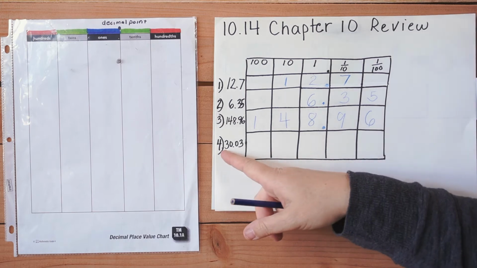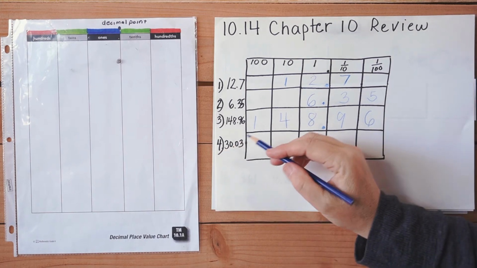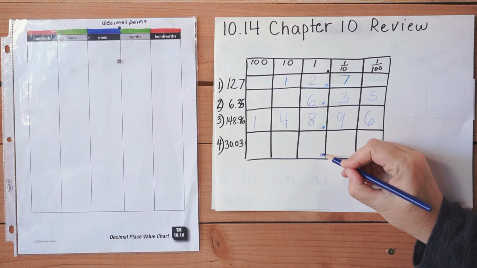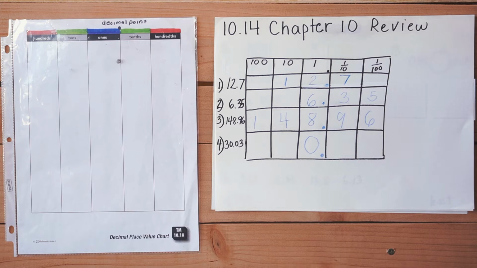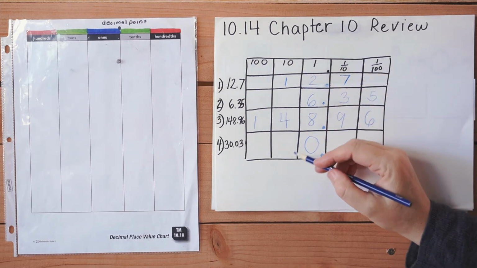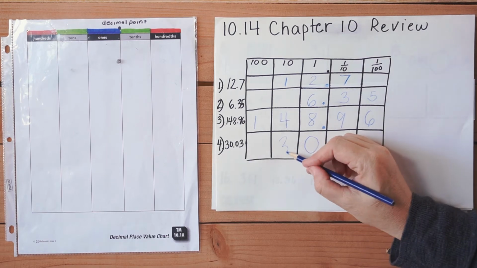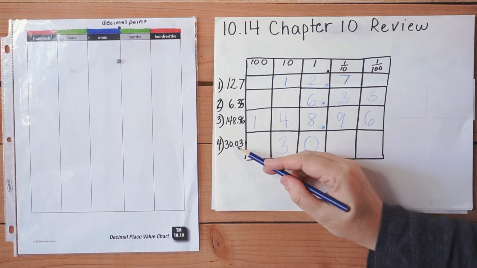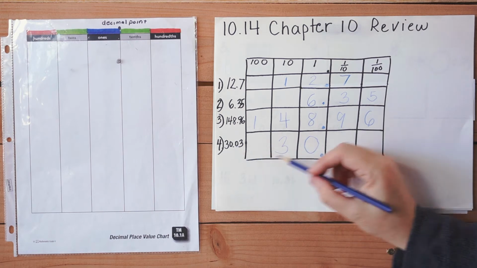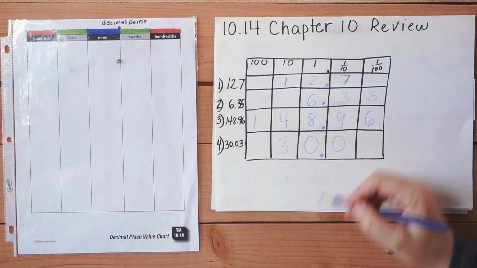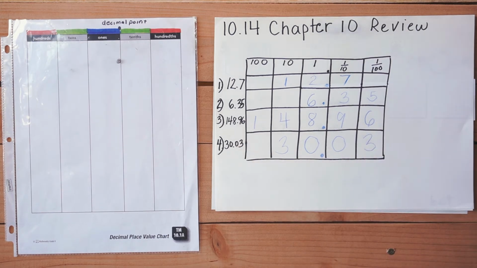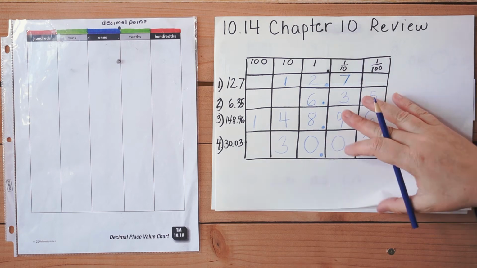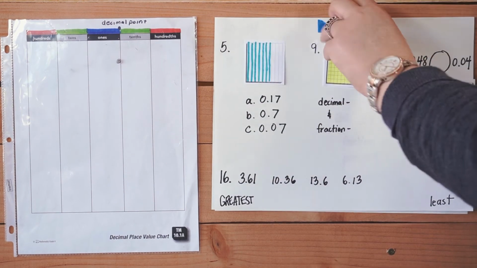And lastly, 30.03. Again, start at your decimal point. That's a 0, and we have to put a 0 there as a placeholder. Don't leave it blank, especially in the middle of a number. Then we're going to look at 3 tens, and then we're going to work our way to the other side of the decimal point. 0 tenths, again, you have to fill it in, and 3 hundredths. So this is what the first 4 will look like. And now we're going to move on to the next ones.